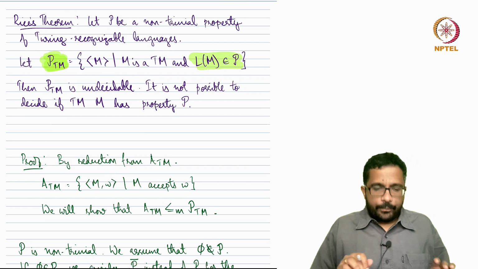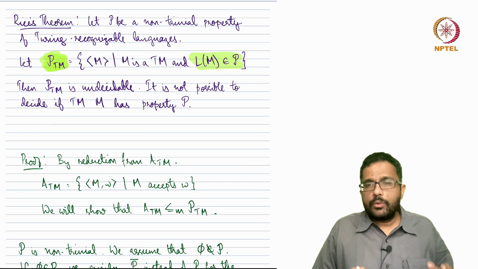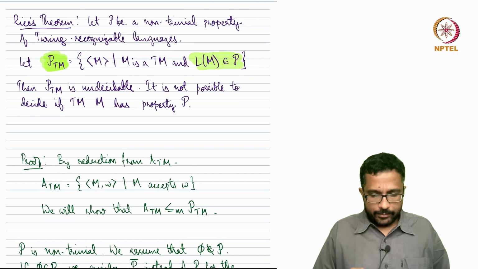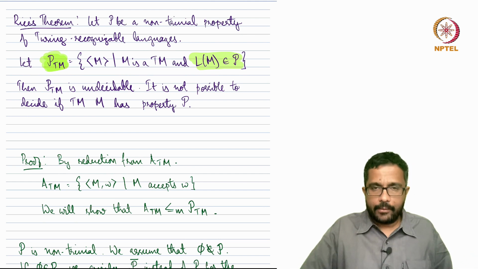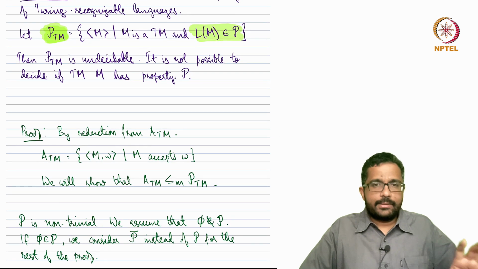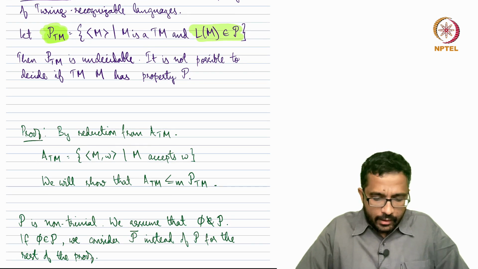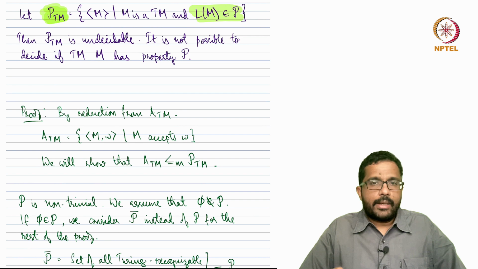Okay, so given that, now let us move to the proof of Rice's theorem. The statement I have explained so far; the proof is also not that complicated. It's brief. It's interesting, right? It is by reduction from ATM.